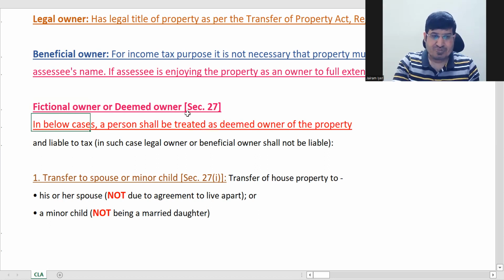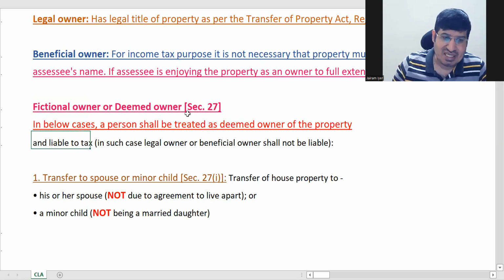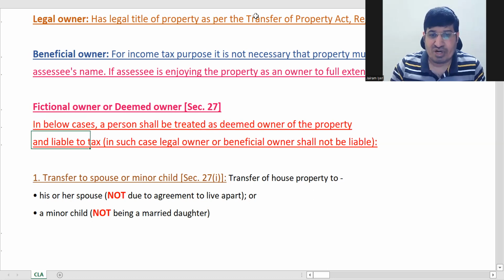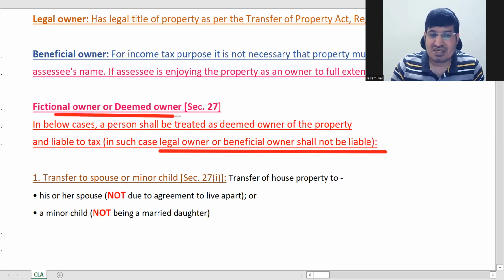Okay, in the below cases, a person shall be treated as deemed owner of the property and liable to tax. In such a case, the more important point is, if you have become a deemed owner of a property, and if there is a legal owner or a beneficial owner, he will not be liable to tax. A deemed owner will take precedence in house property taxation.